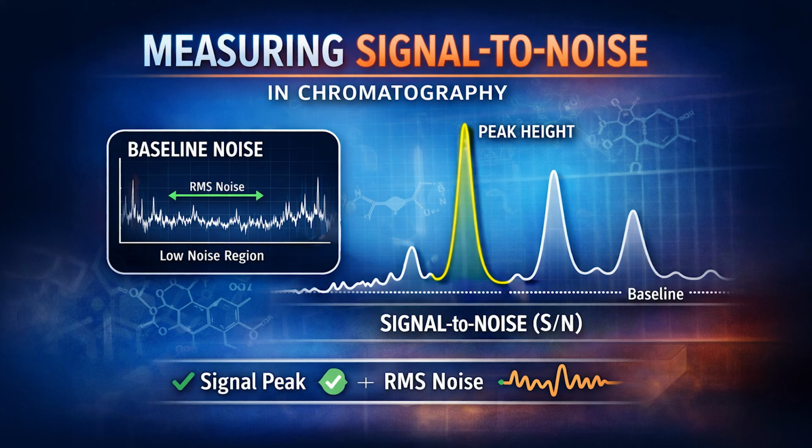Summary: signal-to-noise in chromatography. Signal-to-noise ratio in chromatography is calculated by comparing peak height to RMS baseline noise, both derived directly from the chromatogram trace. Chromperfect implements this calculation in a transparent and reproducible way using chromatogram functions and formatted reports, making it suitable for GC, HPLC, and routine analytical workflows.